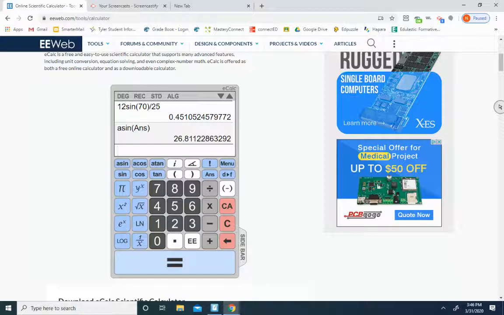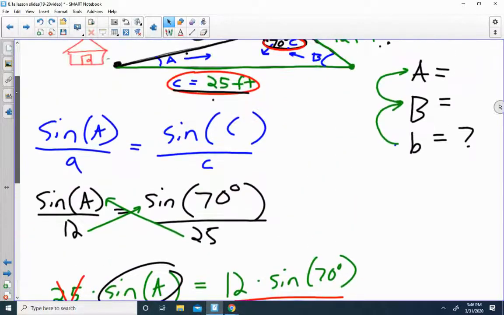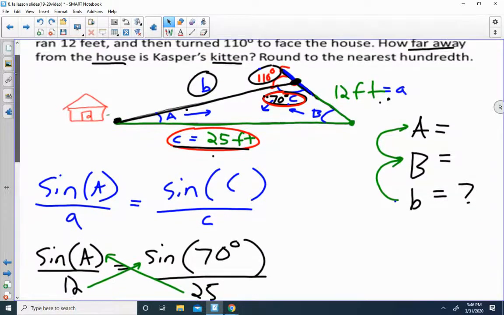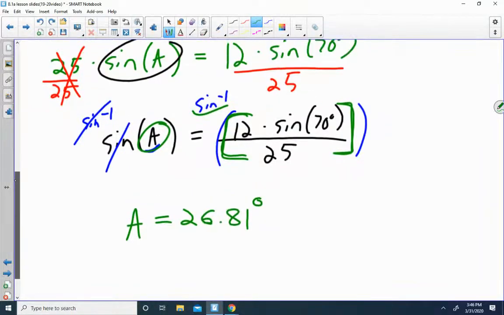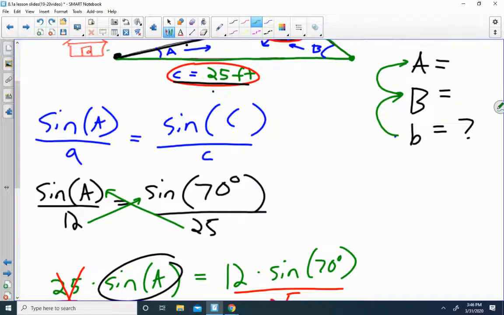26.811. And again, round to 3 decimal places for this example. Well, actually round to the nearest hundredth. So, what did I say the answer was? Right. The answer was 26.811, or just 26.81, because it says round to the hundredth. So let's go ahead and write that in for big A, 26.81 degrees. Okay?